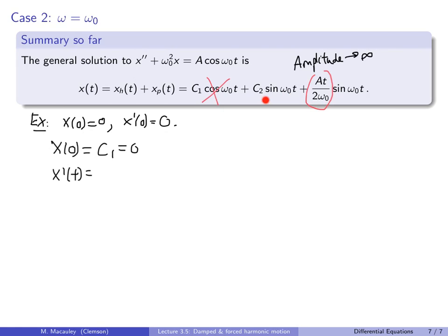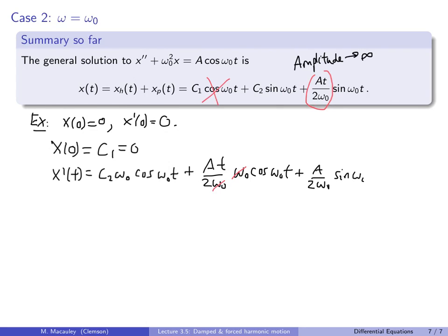So x prime of t, let's take the derivative of this. The derivative of this term is c2 omega naught times cosine of omega naught t. And then for the derivative of this next term, we have to do the product rule. So we get a t over 2 omega naught times omega naught cosine omega naught t. These terms will cancel. Plus a over 2 omega naught times sine of omega naught t. Okay, we can simplify this, but let's not, because all we're going to do is plug in 0.